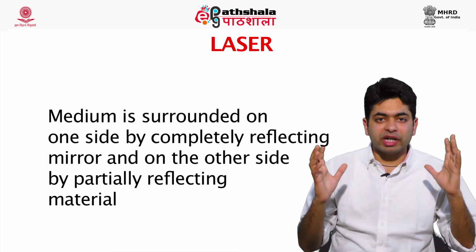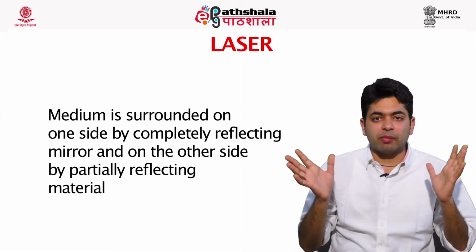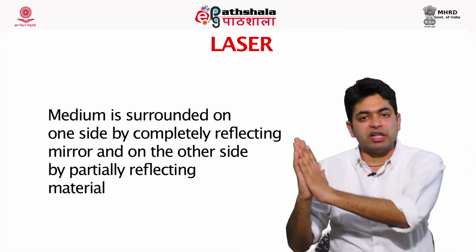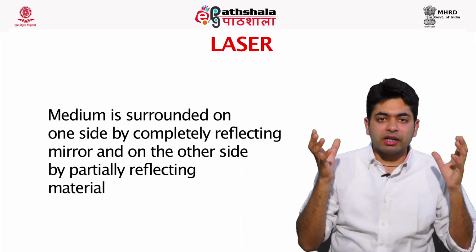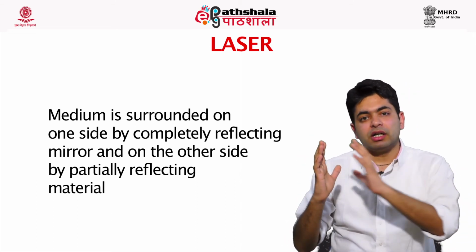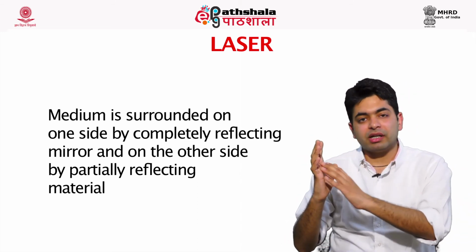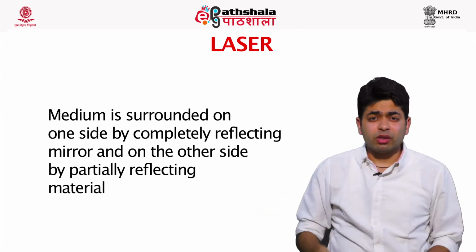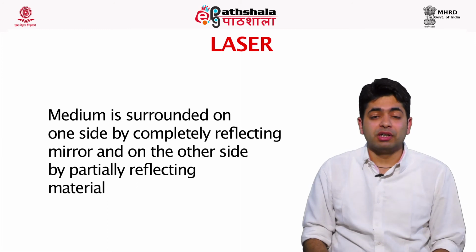On one side there is kept a completely reflecting mirror, on the other side there is kept a partially reflecting mirror. So all the photons that are coming out get completely reflected from this side and partially reflected from this side, the rays of photons get built up, and from the partially transmitting mirror, a single collimated beam of photons comes out. So this is the whole mechanism of a laser.